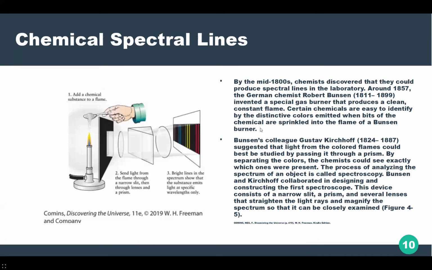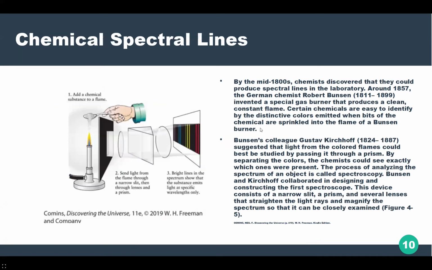By the mid-1800s, chemists discovered that they could produce spectral lines in the laboratory. Around 1857, the German chemist Robert Bunsen invented a special gas burner that produces a clean, constant flame. Certain chemicals are easy to identify by the distinctive colors emitted when bits of the chemical are sprinkled into the flame of a Bunsen burner.